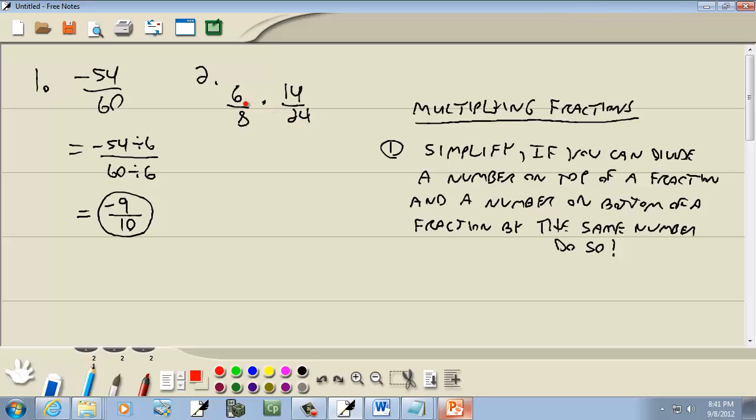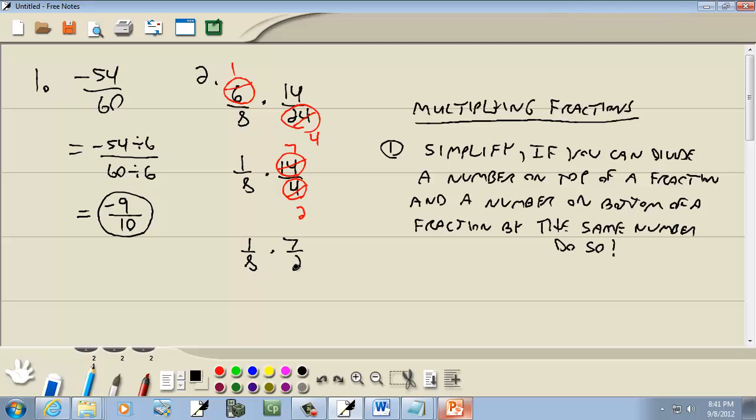And it's multiplication. Well, here's 6 and 24. Those are both divisible by 6. 6 divided by 6 is 1. 24 divided by 6 is 4. And again, I'm looking for something I can divide. Here's 14 and 4. They can be in different fractions, just as long as one's on top, one's on the bottom. These are both divisible by 2. 4 divided by 2 is 2. 14 divided by 2 is 7. So that gives us 1/8 times 7 over 2.